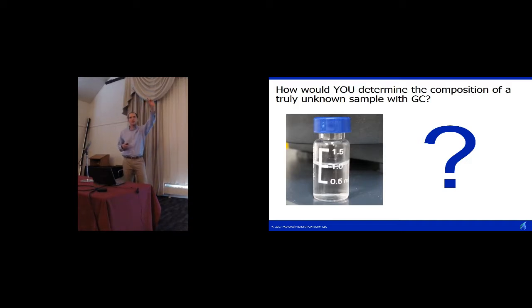So if I gave you this GC sample vial, and I didn't tell you what's in it, probably compounds maybe you've seen before, but still, like, could be thousands of different compounds. What would you do to figure out what's in it and how much of each component are in it? So I'd like to see some hands and see some responses. What do you guys think?